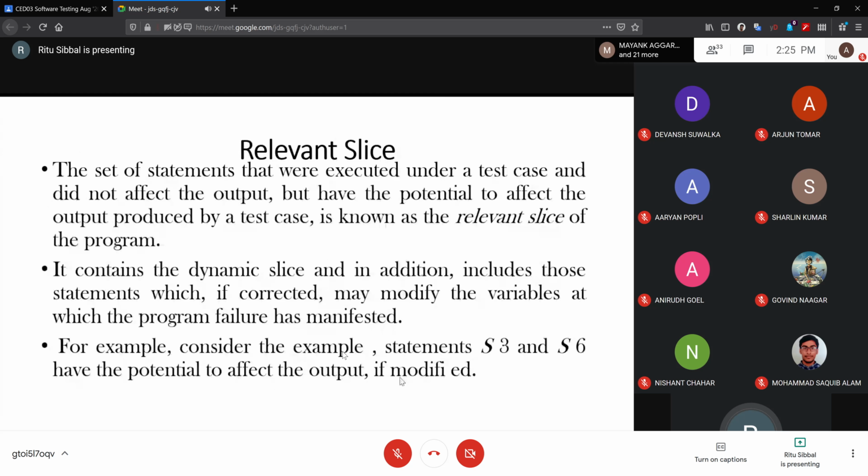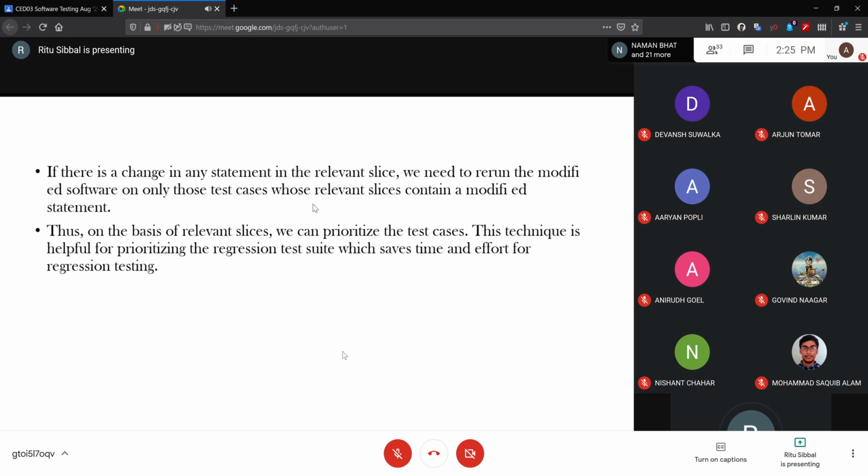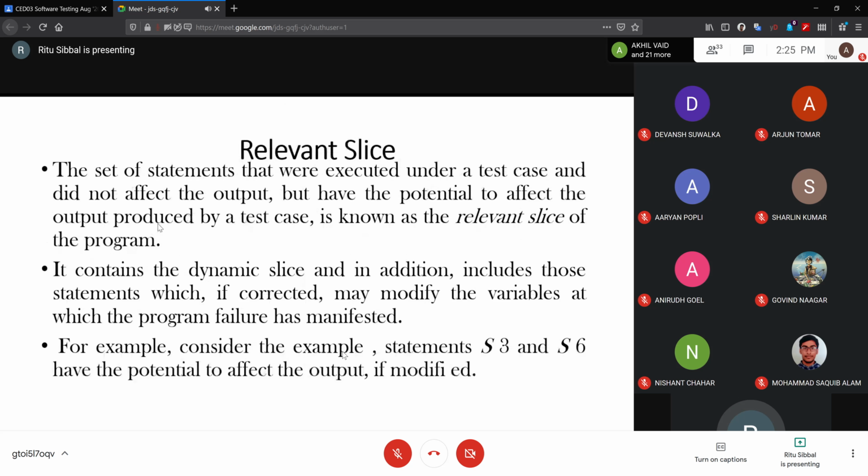So if you want to prioritize on the basis of relevant slice, then we will run only those test cases which have these relevant slices, or which have the potential to affect the output. When I talk about relevant slice, it will contain the dynamic slice also, and all those statements which have the potential to affect the variable.